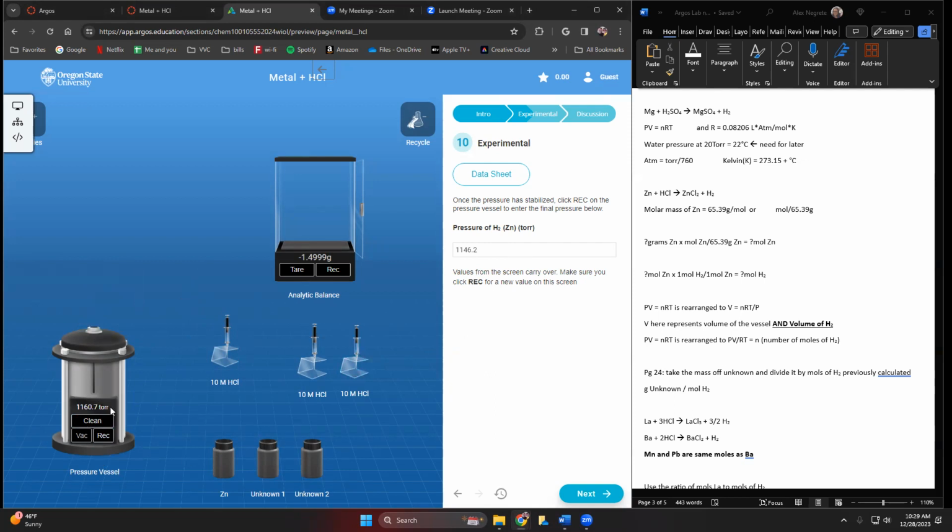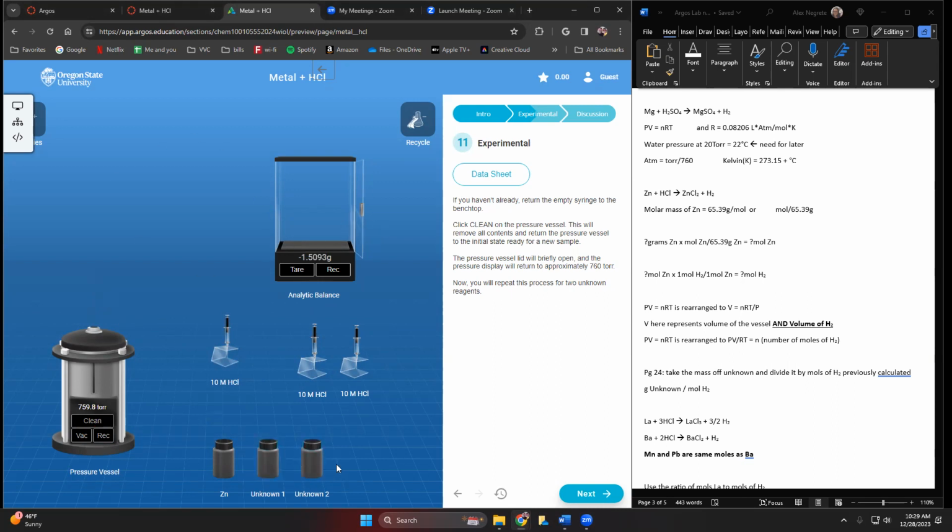I'm gonna put my cursor in here. I'm gonna record this final pressure, and then we can move on. We do have to clean this, so then we just hit the clean button. It's cleaning here. And now that everything's grayed out, it's ready.